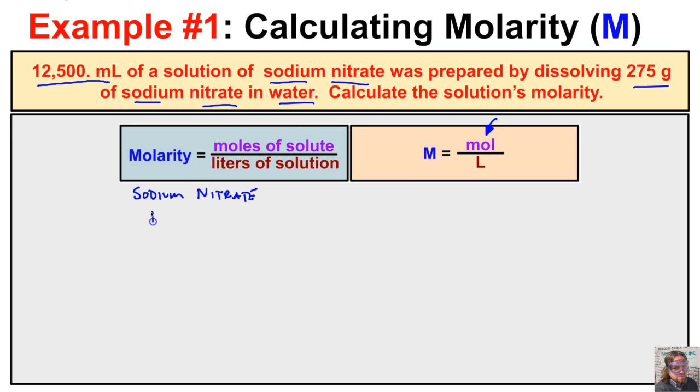We know sodium comes from group 1 and forms 1+ ions. And we know nitrate is one of those polyatomic ions we had to memorize, and it forms 1- ions. And these two ionic charges add up to 0. So the correct chemical formula for sodium nitrate is going to be NaNO3.